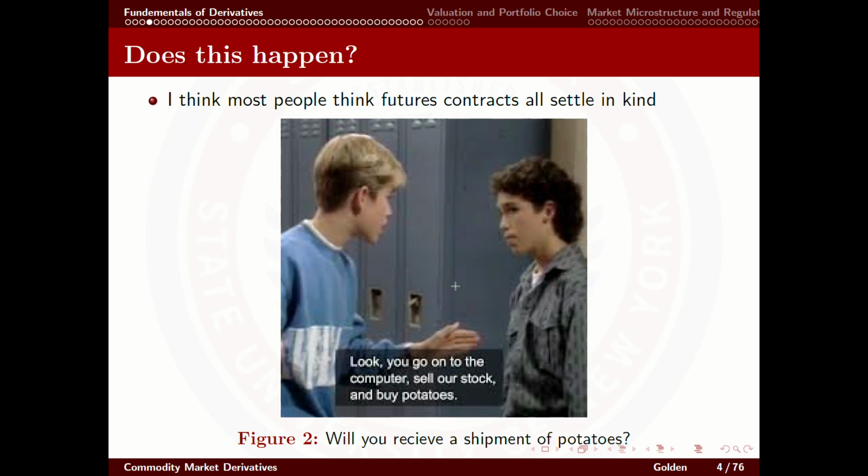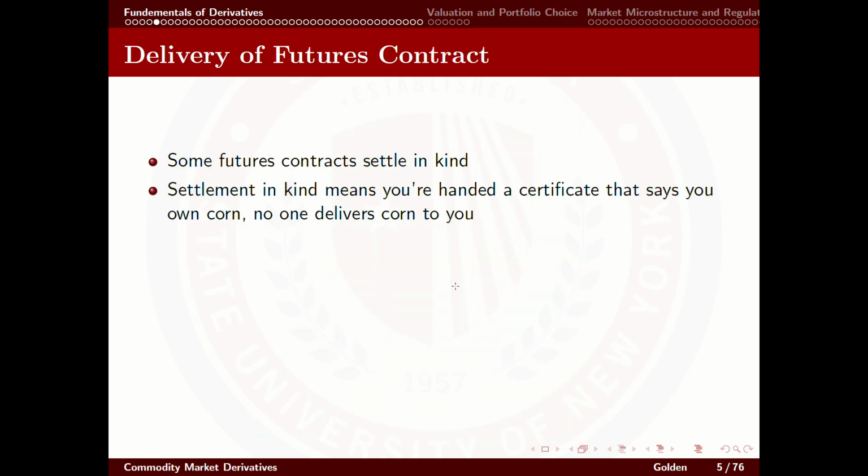I think most people think futures contracts all settle in kind. There's a famous episode of Good Morning, Miss Bliss, I think it was, which eventually became Saved by the Bell, where Zach Morris decides to trade potatoes using his teacher's account, because he thinks they're going to make him a bunch of money based on a flawed reading of financial history. And then at the end of the episode, Miss Bliss receives a shipment of potatoes. Some futures contracts definitely settle in kind. Very few of them actually do that.